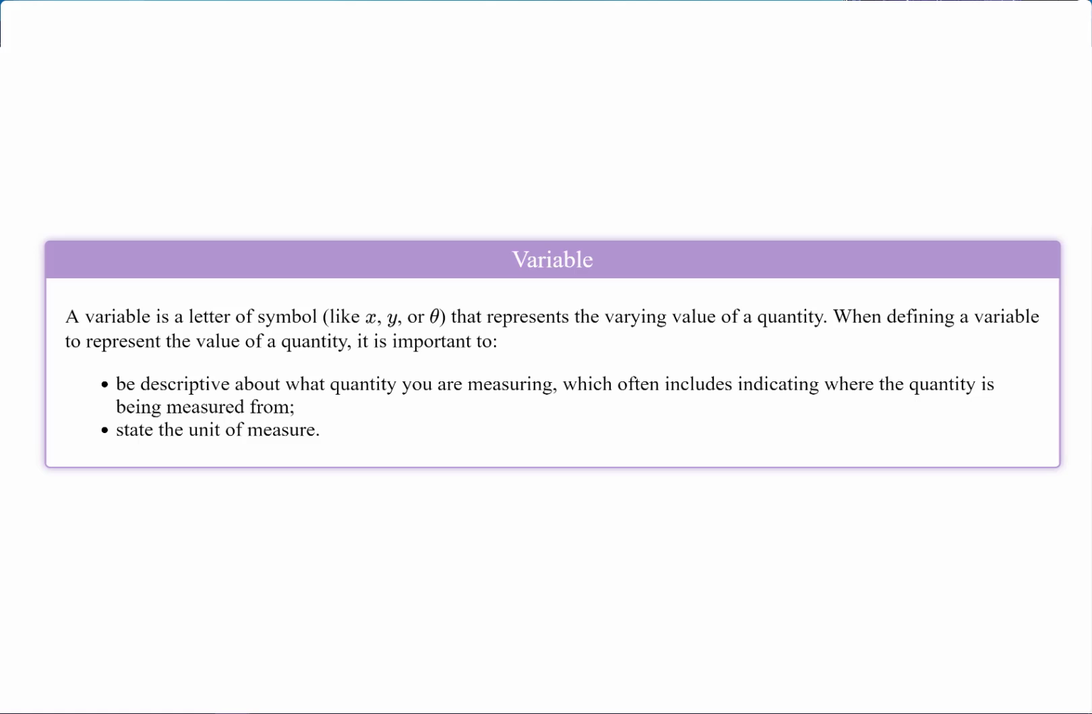In general, a variable is a letter or symbol that represents the varying value of a quantity. When we define a variable, it's important to do the following things. We need to be descriptive about what quantity we are measuring, which often includes indicating where the quantity is being measured from. And it's also very important to state the unit of measure for that variable.